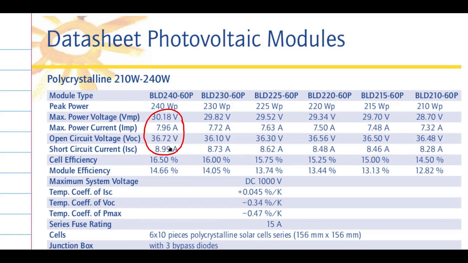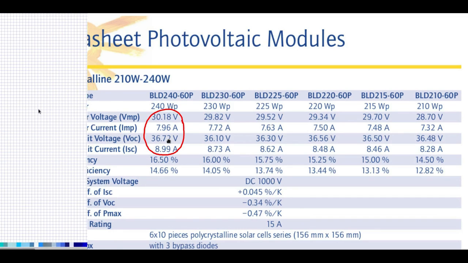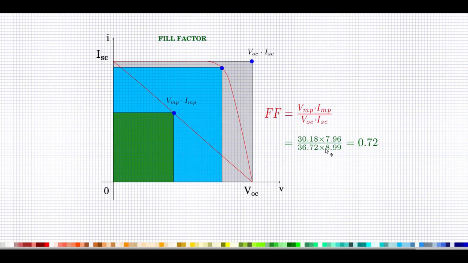So plugging in these values into our equation for the fill factor, we get the fill factor value computed from the datasheet values: 30.18 VMP into 7.96 IMP divided by 36.72 VOC into 8.99 ISC. Now this will give you a value of 0.72. So this is a ratio. Now 0.72 is a reasonable panel available in the market.